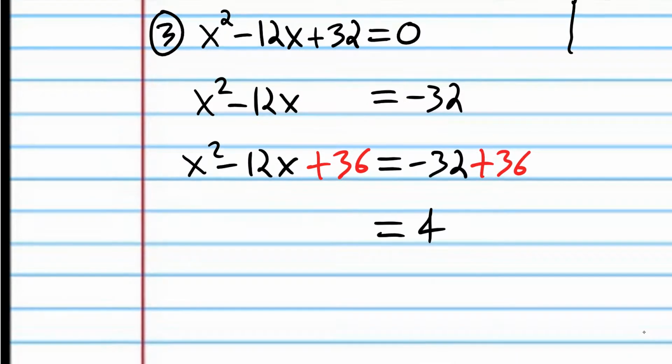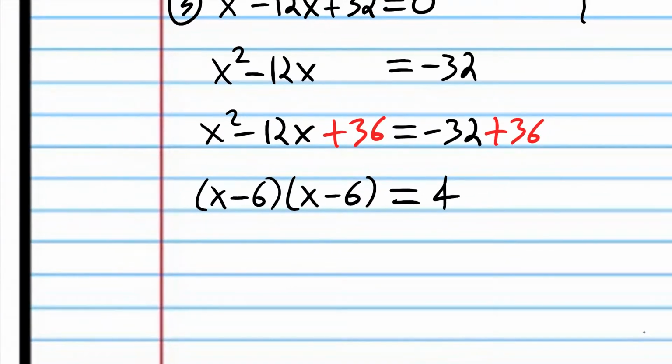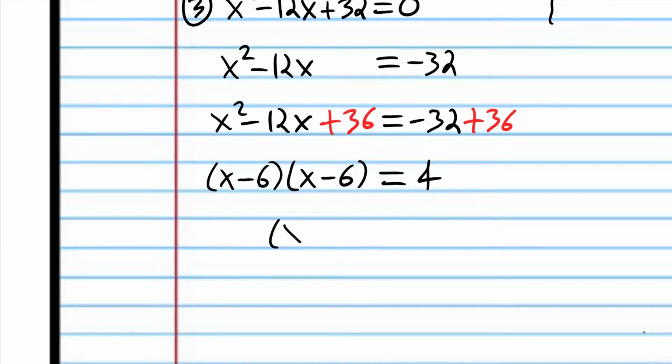You can pause the video if you want to. But if you factor that, you should get negative 6 and negative 6. Negative 6 times negative 6 is positive 36. Negative 6 plus negative 6 is negative 12. So now we're going to put those together.